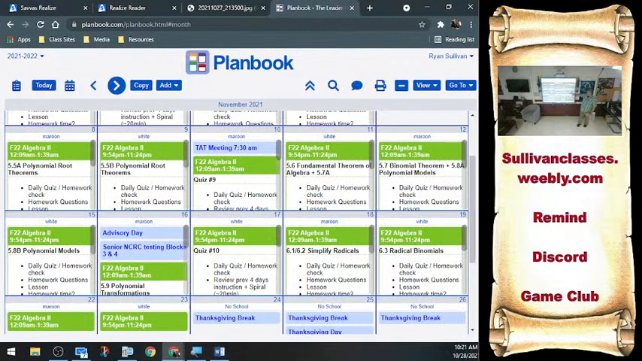Ignore when the quizzes are, like those are all out of sync. Last year I was going like 4 days of instruction and then a quiz. I just shifted it to 5, so that's why everything's always off.